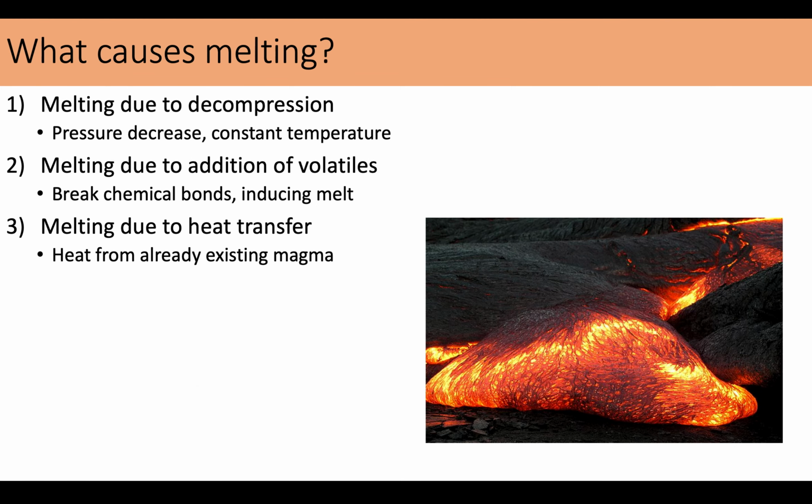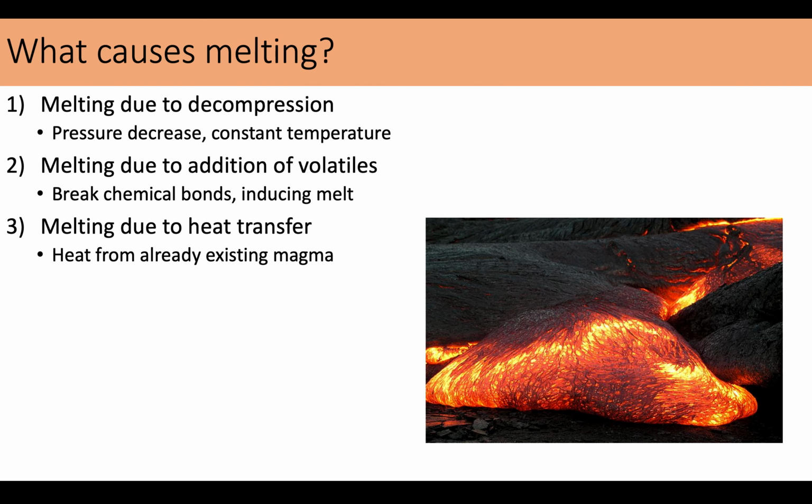So how do we get melting? How do we form magma and lava that can then form our igneous rocks? There are a couple different ways. Melting can be caused by decompression, meaning that the pressure decreases, but the temperature stays the same. That is going to cause the material to melt.